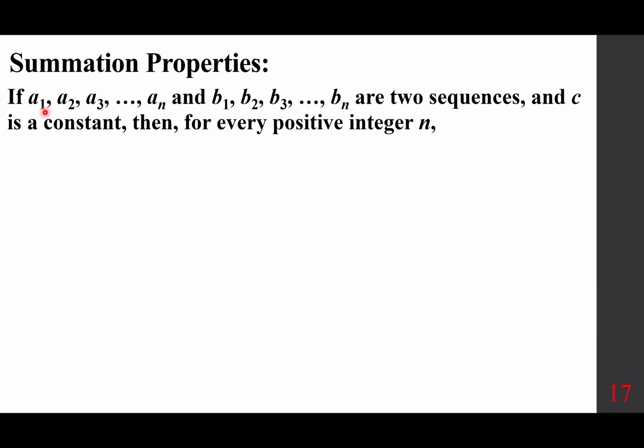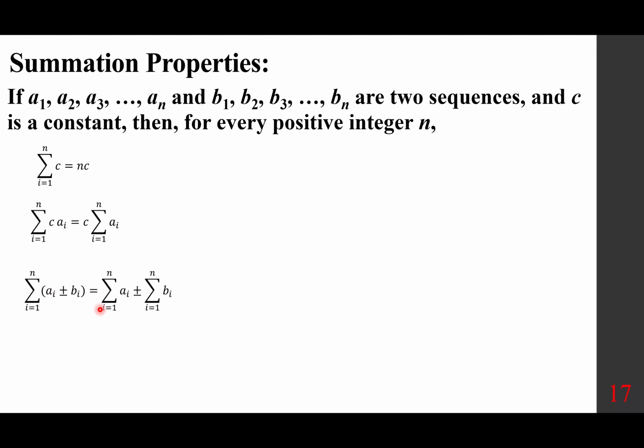Summation properties. If a sub 1, a sub 2, and a sub 3 all the way to a sub n, and b sub 1, b sub 2, b sub 3 all the way to b sub n are two sequences, and c is just some number, some constant, then for every positive integer n, the following is true. The summation of c is n times c. When c is a constant, just write c, and it's going to go from 1 to n. So you're going to write c plus c plus c. How many times? n times, becomes nc. If you happen to have c times a sub i, c can come out.